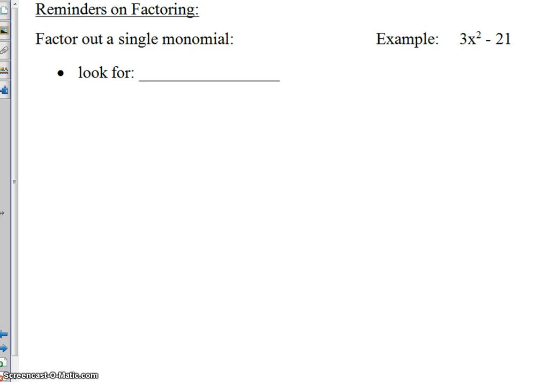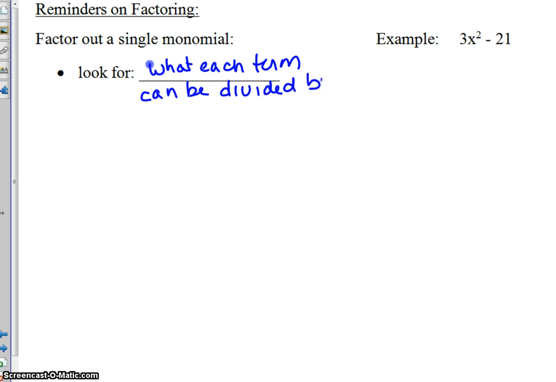So the first thing we want to do is review how we factor out a single monomial, a single term. A monomial is like a term. And what you're looking for is what each term can be divided by. So in this case, 3x squared minus 21. I'd say to myself, well, what can both the 3x squared and the 21 be divided by? And my answer would be, oh, they can both be divided by 3.